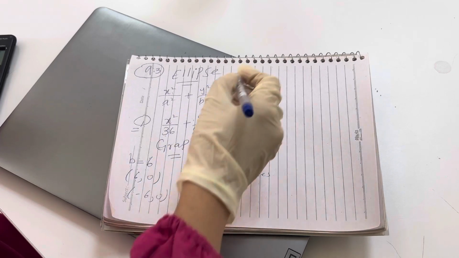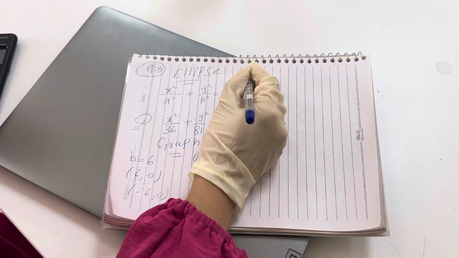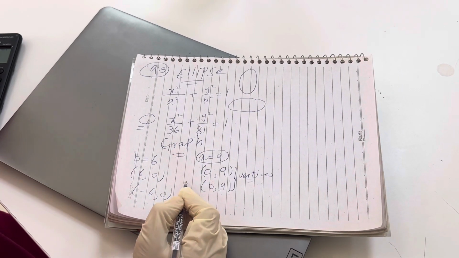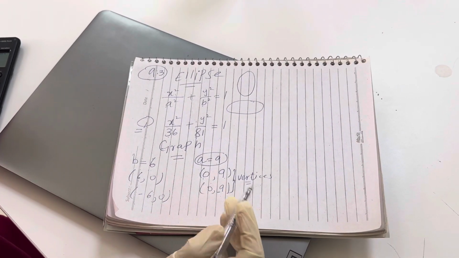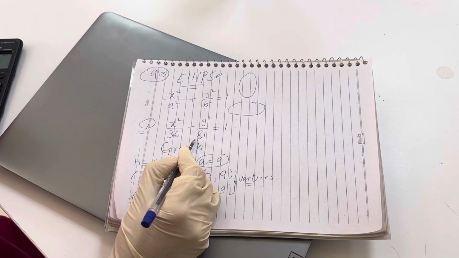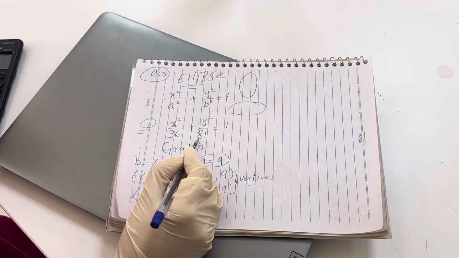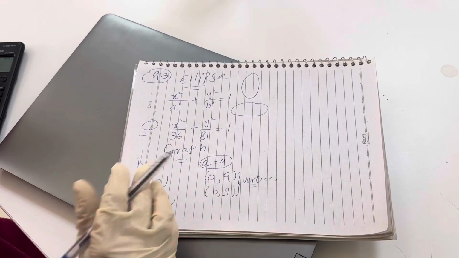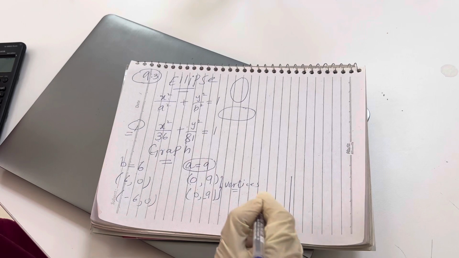Now an ellipse can be vertical, an ellipse can be horizontal. Now in this question it is vertical. How do I know? Without graphing. Because our major axis is under the y. Because a is under y. So the graph should be vertical. Now let's check. Just graph the points.